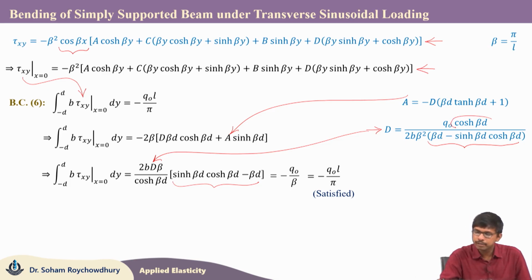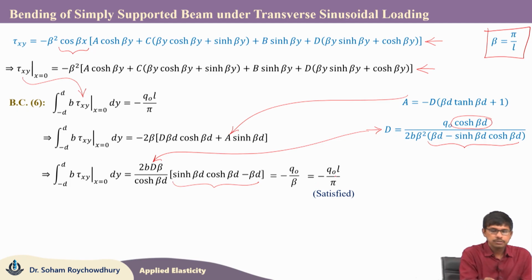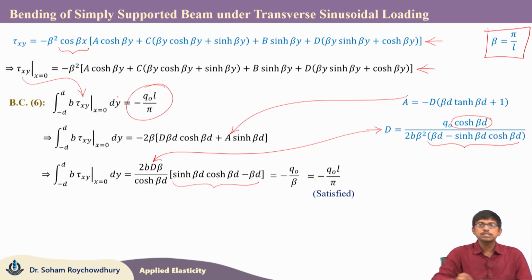The cosh beta d term will also get cancelled, and with that the right hand side will simplify to minus q naught by beta. Now, we know that beta is equal to pi by L for this problem. So, substituting beta with pi by L, this would be minus q naught L by pi, which is the same as the actual right hand side given in boundary condition 6. So, boundary condition 6 is also automatically satisfied with the obtained solution.